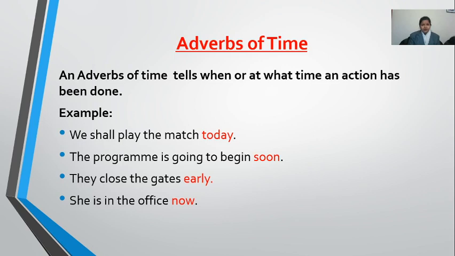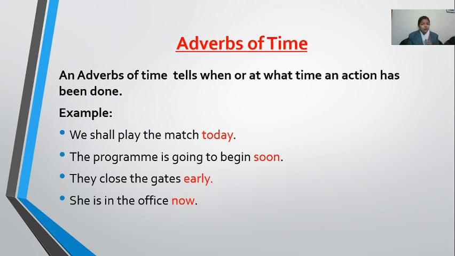Play is the verb. Now I want to know the time because we are studying adverb of time. So I will ask when. Play when? So the answer is today. Same as it could be tomorrow or some other day, yesterday. Okay, so then it will be, we played the match yesterday. So today, tomorrow, yesterday, they all are adverbs of time. Okay, the program is going to begin. Begin when? Soon or late. So soon or late is your adverb of time.